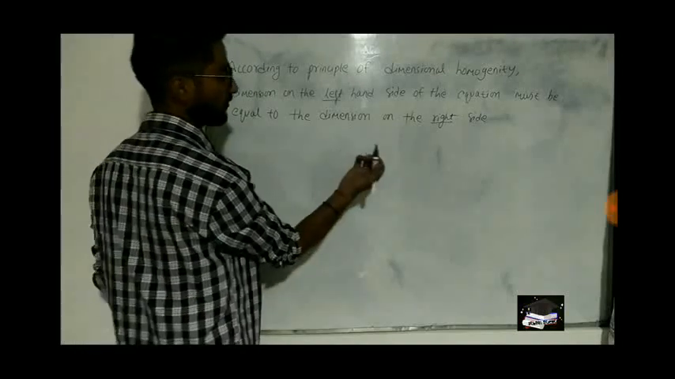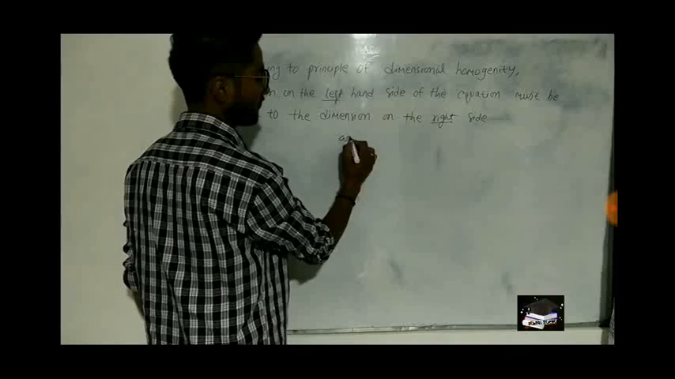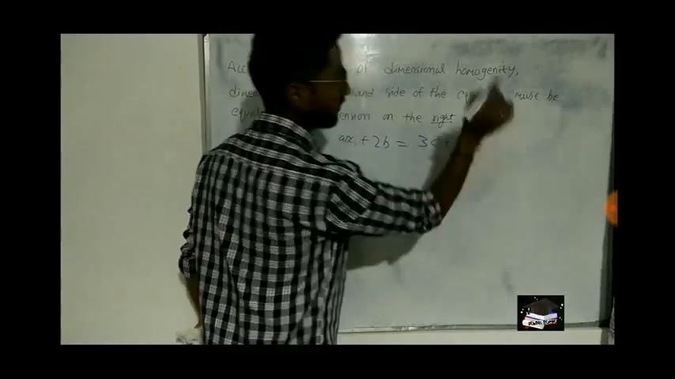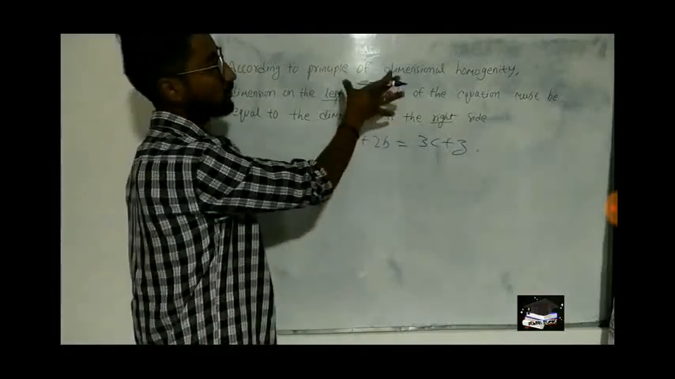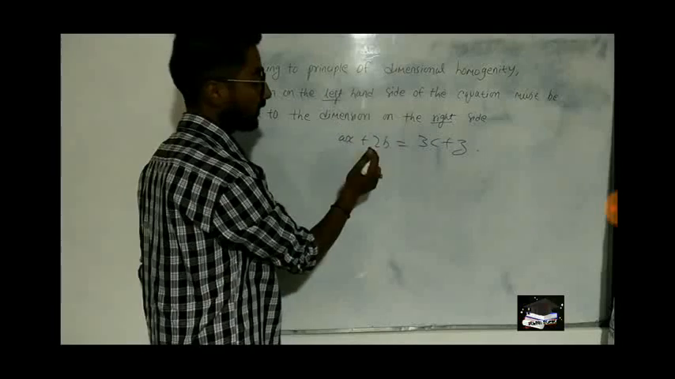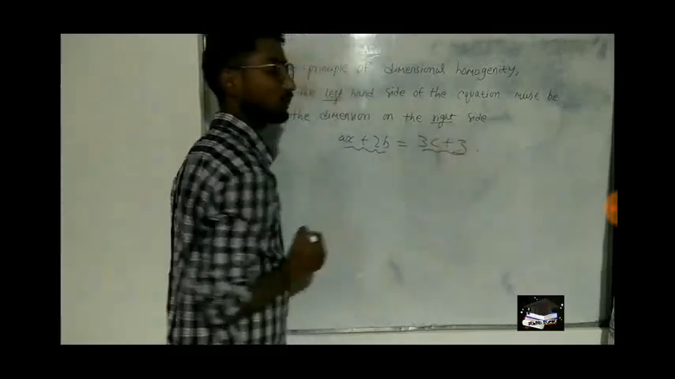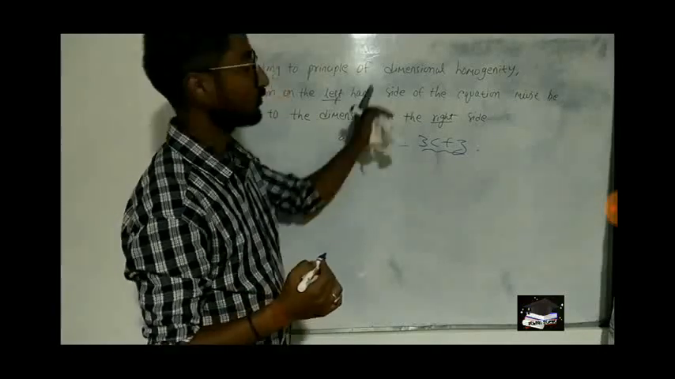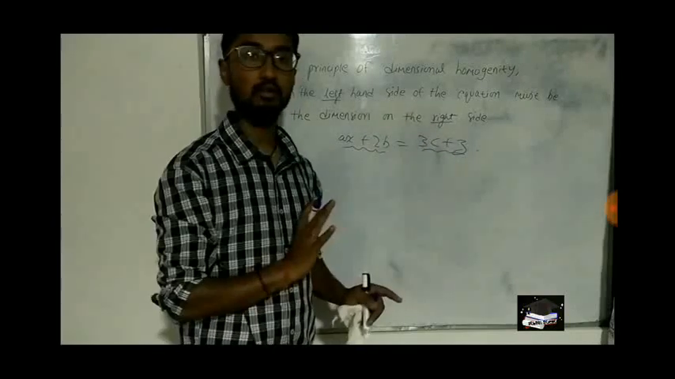Suppose I have an example equation: x plus 2b equals 3c plus z. According to the principle of dimensional homogeneity, the dimension of this side should be equal to the dimension of this side. The dimension on the left hand side of the equation should be equal to the dimension on the right hand side of the equation. Then only the equation will be correct.